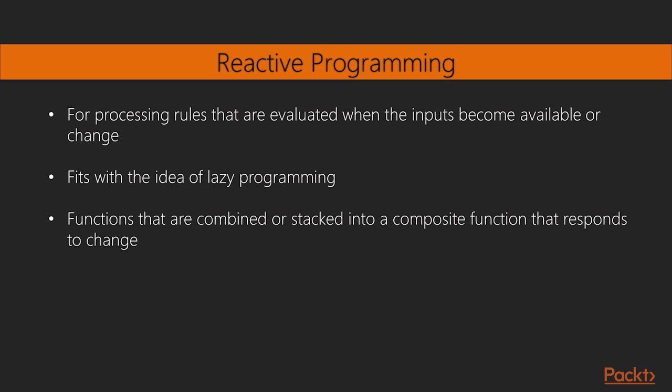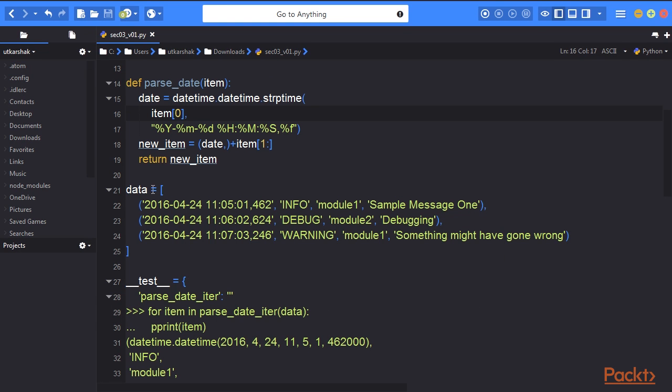When we define lazy properties of a class definition, we've created reactive programs. Reactive programming fits with functional programming because there may be multiple transformations required to react to a change in the input values. Often, this is most clearly expressed as functions that are combined or stacked into a composite function that responds to change. We'll look at some weblog data that has date-time string values. We need to parse these to create proper date-time objects.